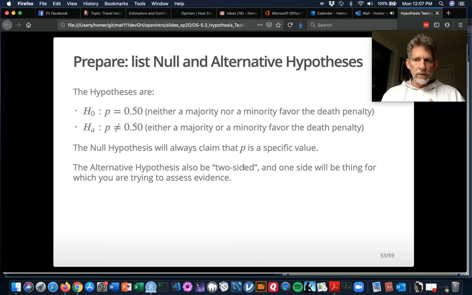Remember, the null hypothesis is always going to be the one that claims that P is equal to a specific value. The alternative hypothesis in our course is always going to be two-sided. It will say that the parameter is not equal to that particular value.